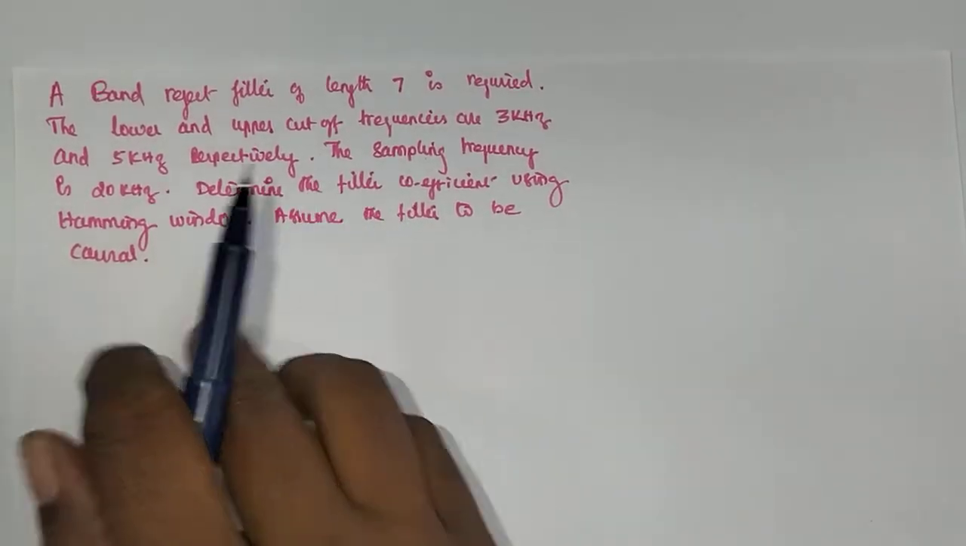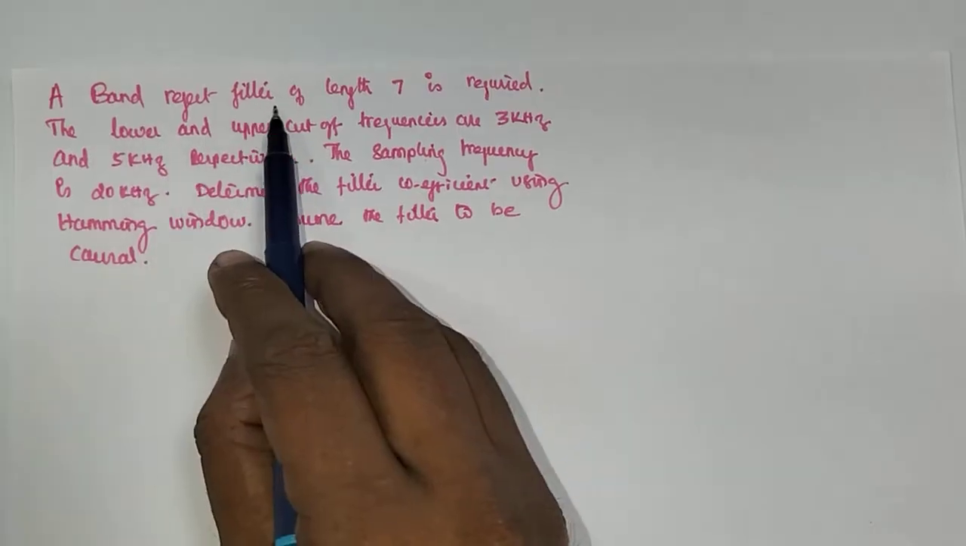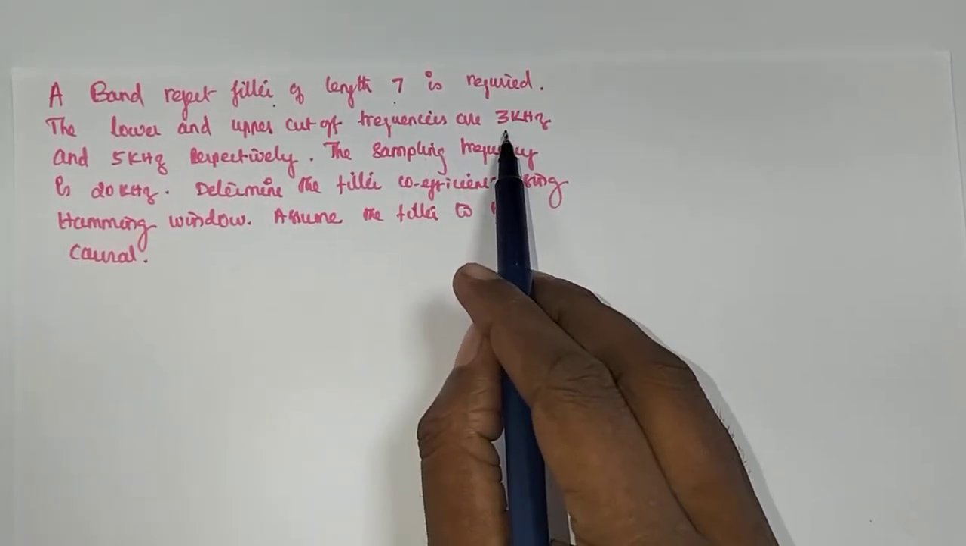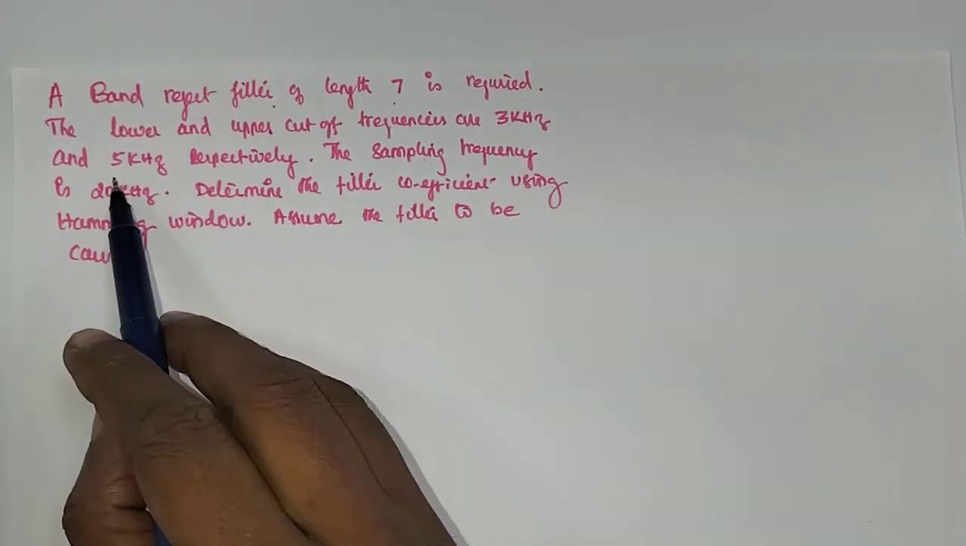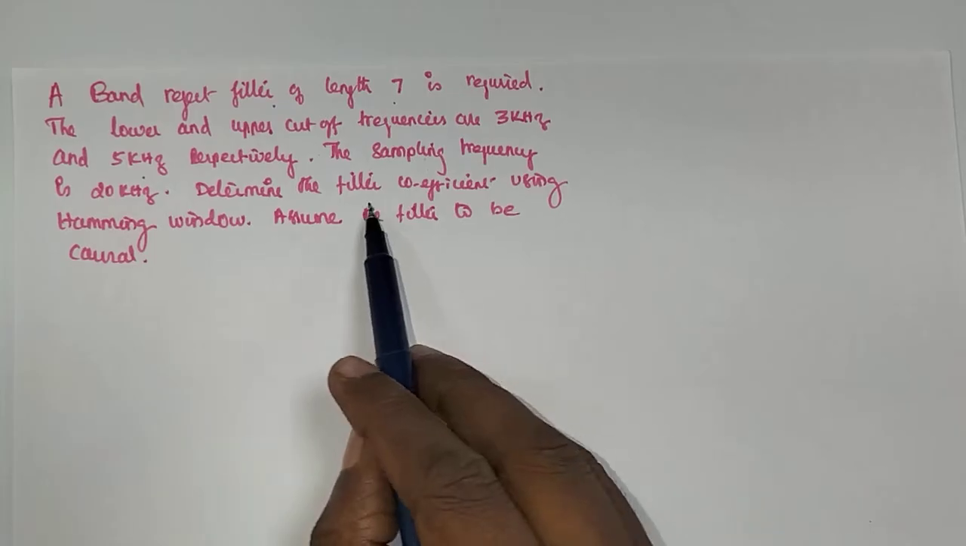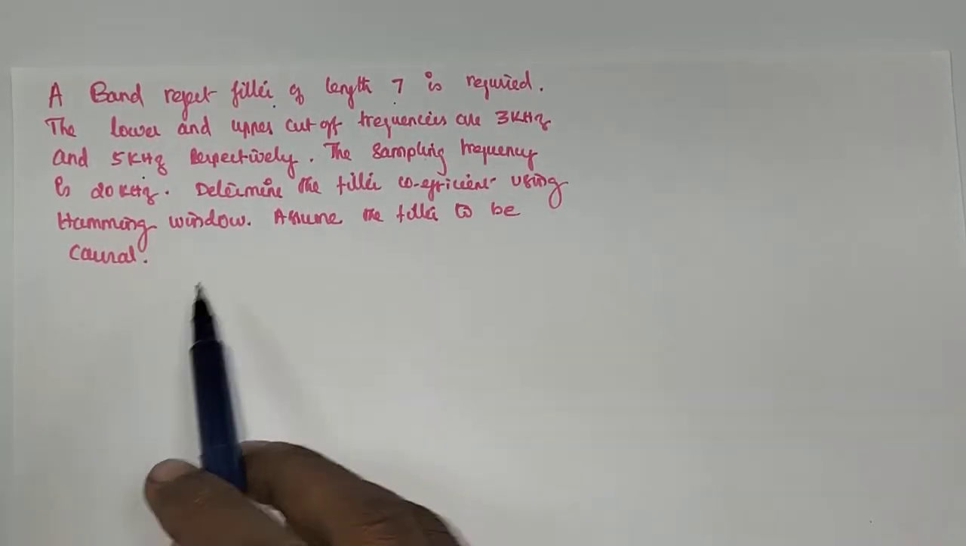Hello viewers, in this video lecture we are going to see how to design an FIR band reject filter for length 7. The cutoff frequencies are given as a lower cutoff frequency of 3 kHz and a higher cutoff frequency of 5 kHz. The sampling frequency is given as 20 kHz. Determine the filter coefficients using a Hamming window. Assume the filter to be causal.